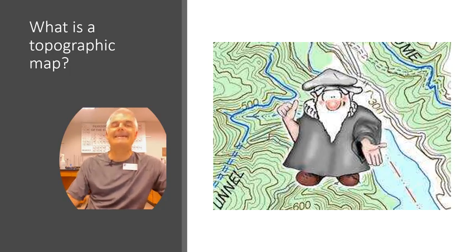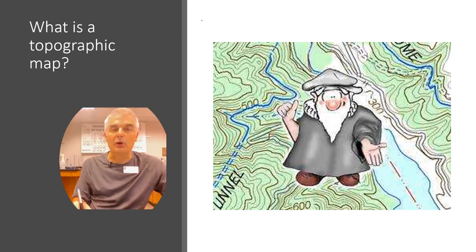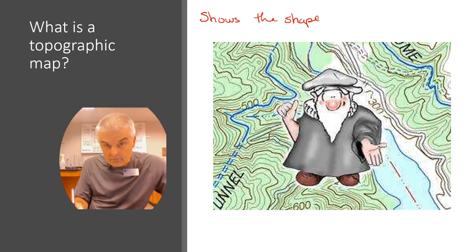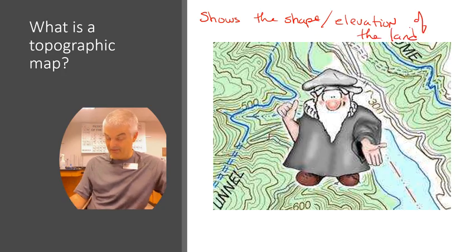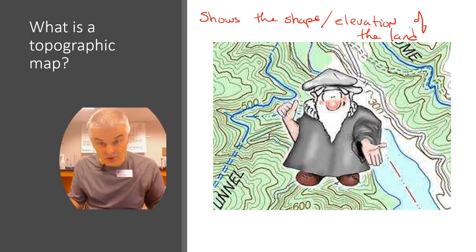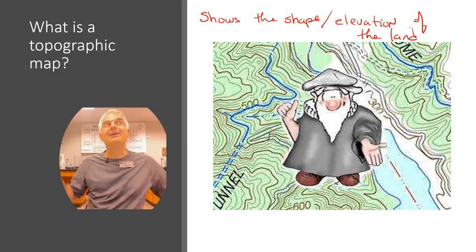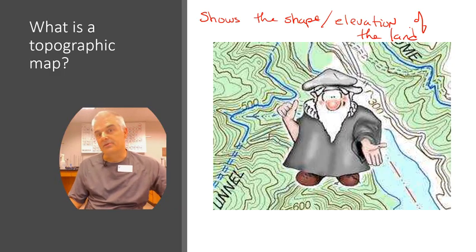So what is a topographic map? Here's the big deal. What does it do? A topographic map shows the shape and the elevation of the land. So here in Houston, it's flat. But in other parts of the world, it ain't so flat.